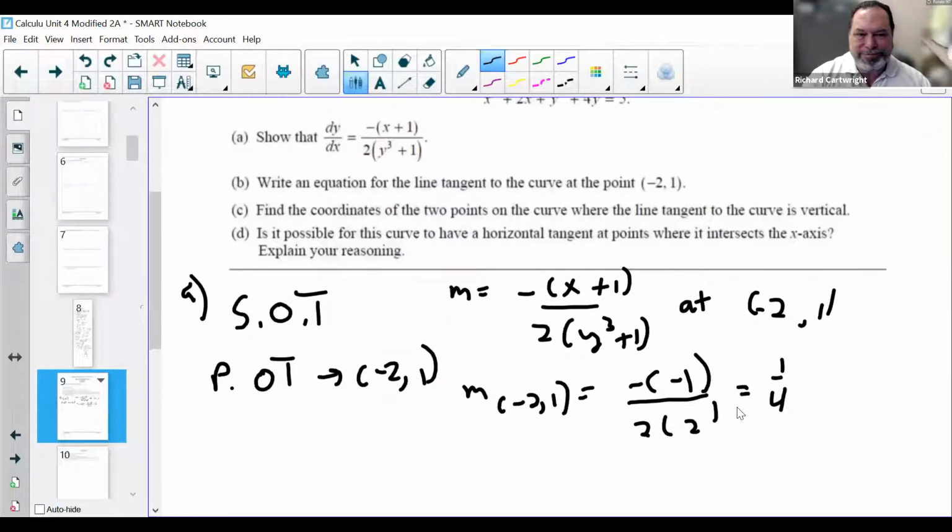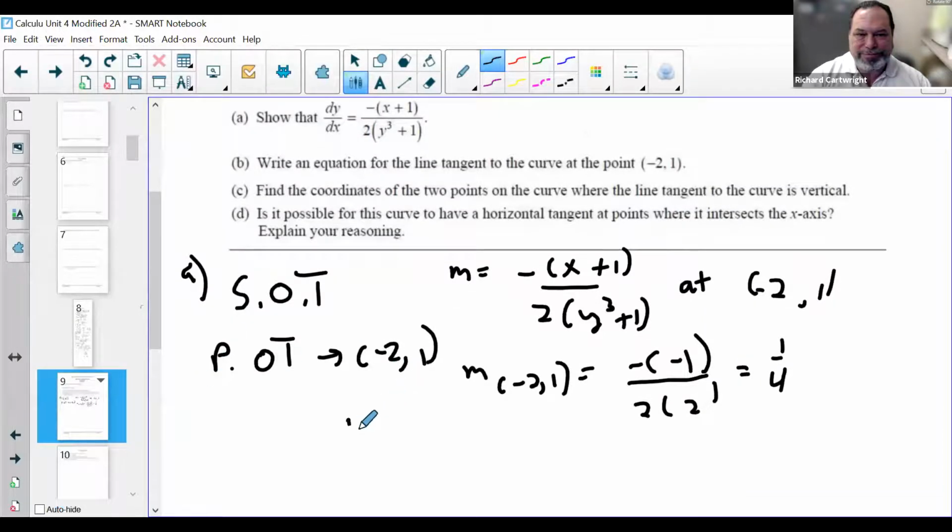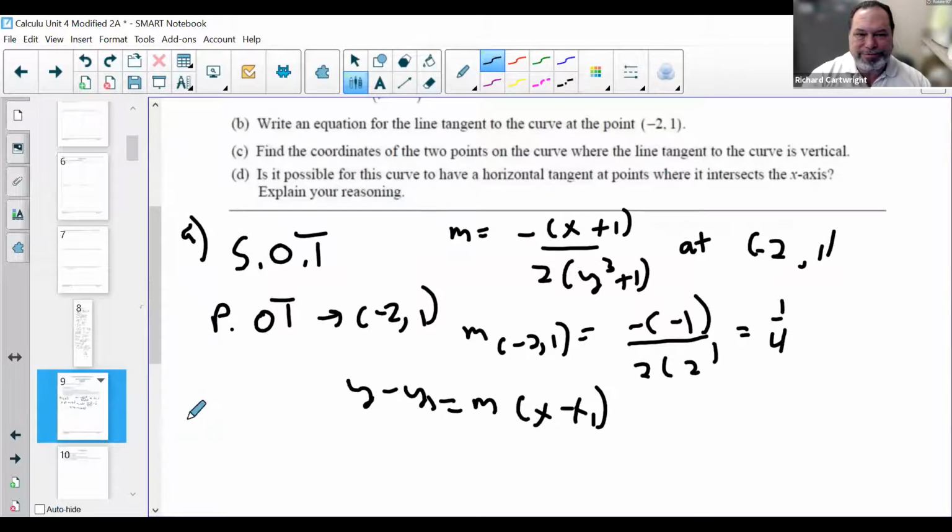So now I'm ready to make my equation of the tangent line, because all I need is y minus y1 equals my slope of tangency times x minus x1. Don't simplify. Just plug everything in. Don't waste your time. So y minus 1, the point of tangency, equals the slope of tangency, 1/4, times x minus x1. Oh, it's minus x1, so that would be x minus minus 2, which gives me a plus 2. And stop. Leave it like that. That's all you had to do.